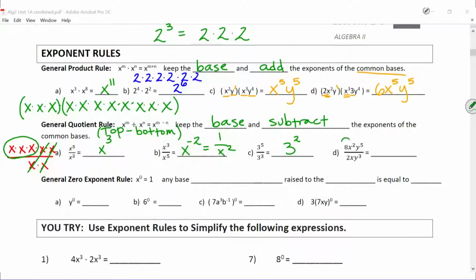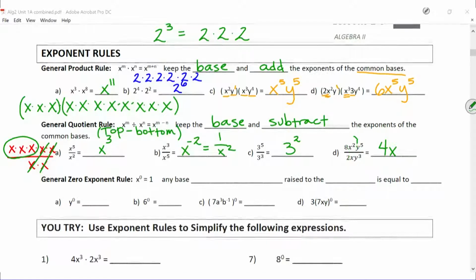First, these coefficients, 8. Now, we've been subtracting, but I'm still dividing these numbers. 8 divided by 2 is going to be 4. Okay, looking at the x's, I have x squared, I have 2 x's divided by x to the 1st power. I will keep the common base. I will subtract the exponents. 2 minus 1 is 1, or just leave it x.